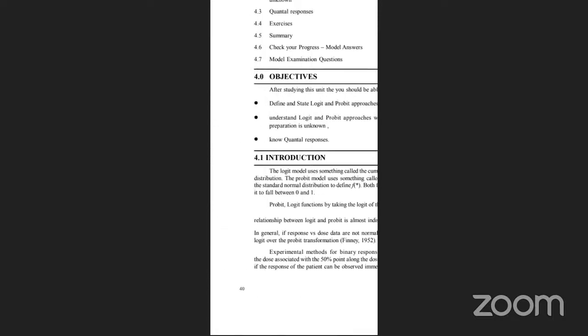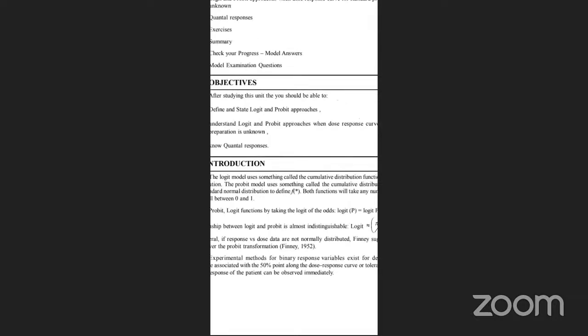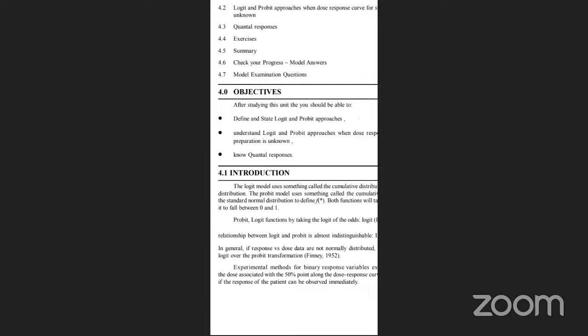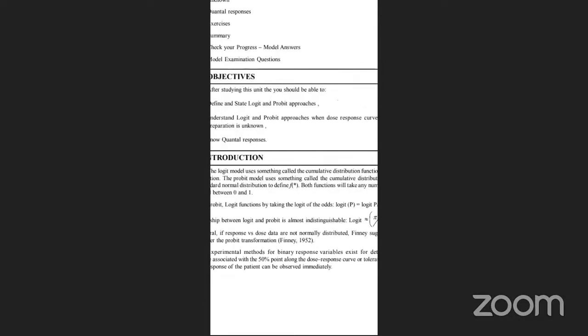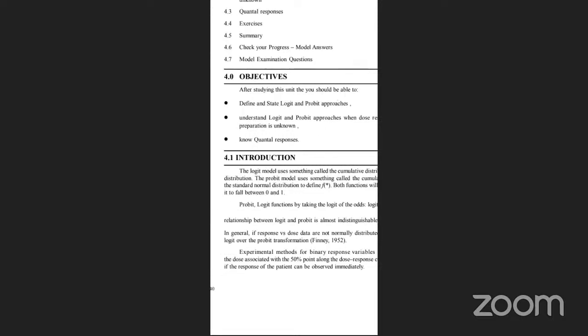In general, if response versus dose data are not normally distributed, Finney (1952) suggests using the logit over the probit transformation. Experimental methods for binary response variables exist for determination of the dose associated with 50% along the dose response curve, or tolerance distribution, if the response of the patient can be observed immediately. Logit approaches apply when the dose response curve for the standard preparation is unknown.